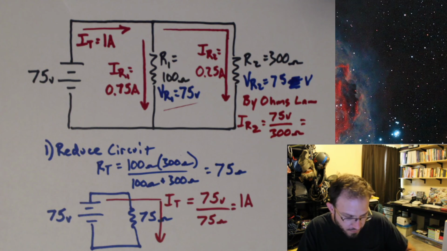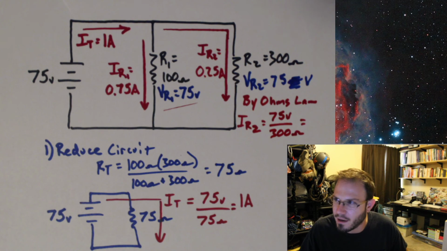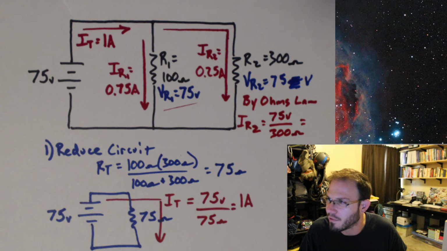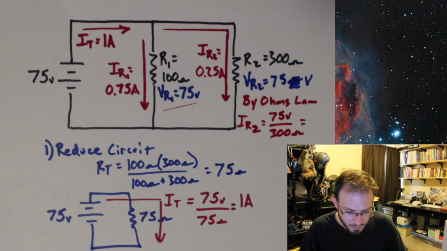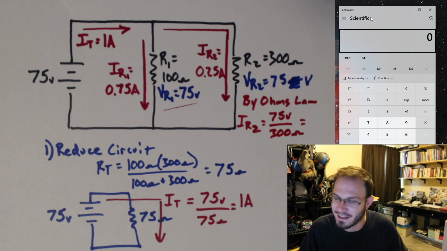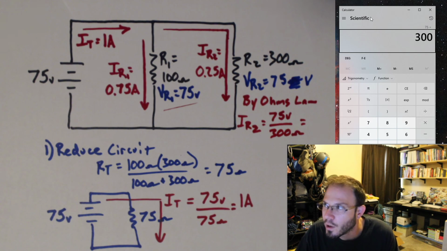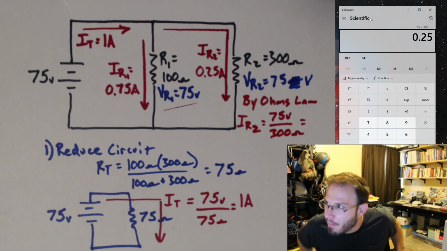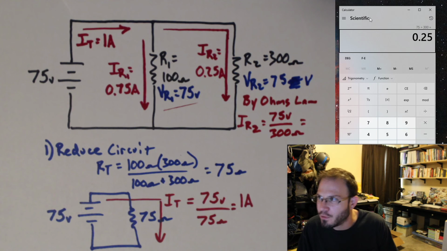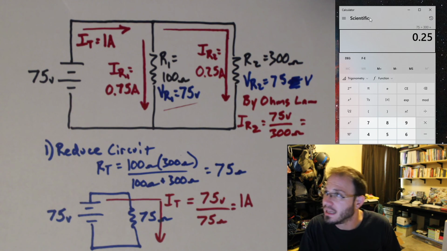All right, 75 divided by 300. I can't do that in my head, so let's switch to desktop view. Actually, no, I will do this instead. All right, I'm going to punch in 75 divided by 300, and I sure hope that I get 0.25, because if I don't, we're in big trouble. Sweet. Okay, so we get 0.25, the same answer as if we would have solved for that value using KCL.